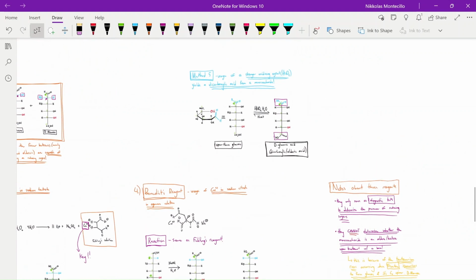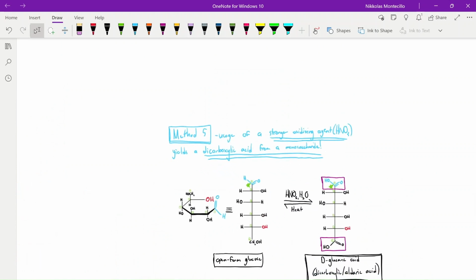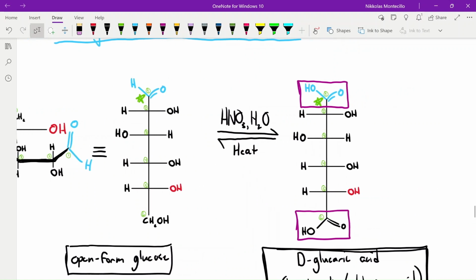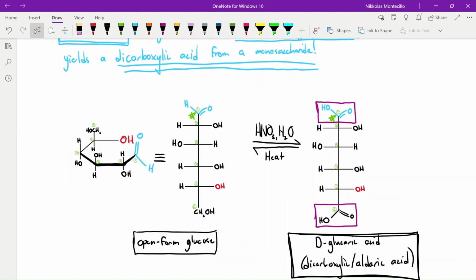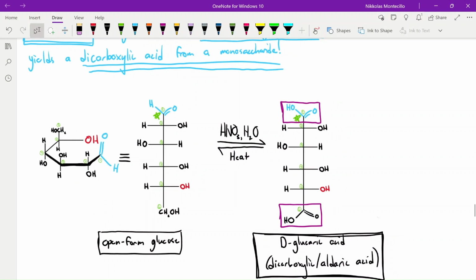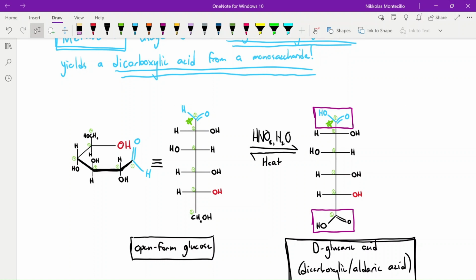So the last method is the usage of a stronger oxidizing agent such as HNO3 to yield a dicarboxylic acid from a monosaccharide. So we can see here that glucose in its open form, in the presence of heat, HNO3 and aqueous solution, which in this case is water, forms D-glucaric acid, which is a dicarboxylic acid, and what we would consider an aldaric acid. Okay. So on both ends of the carbohydrate, two carboxyl groups form.